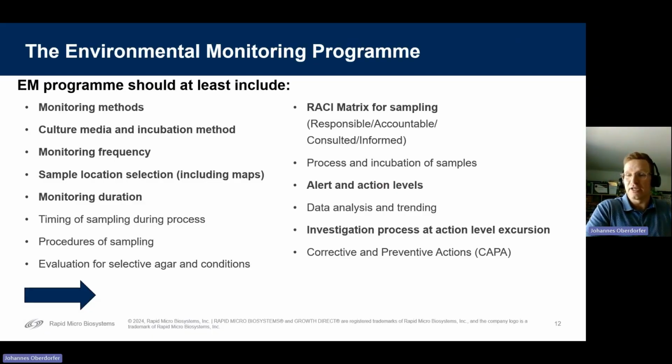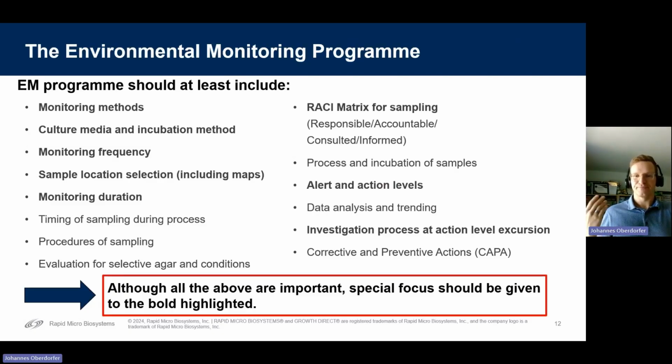It should contain alert and action levels. Well, without them, it would be a bit meaningless. So what are we doing if we exceed an alert level? What are we doing if we have an action level excursion? And then also the investigation process for an action level excursion should be contained. The other things that are not highlighted here are not to be neglected, but at least these bold marked things are very important.